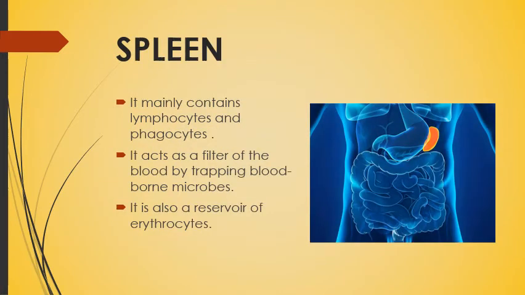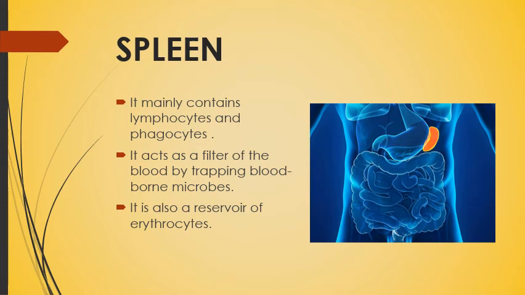So first we are taking spleen. Spleen contains lymphocytes and phagocytes which used to engulf the antigens. This is the position of the spleen. It acts as a filter of the blood by trapping the blood-borne microbes जो blood को infection करता है, उन antigens को उस blood को filter करना.